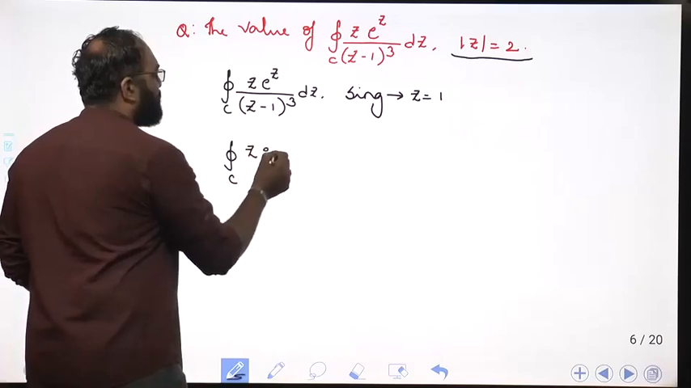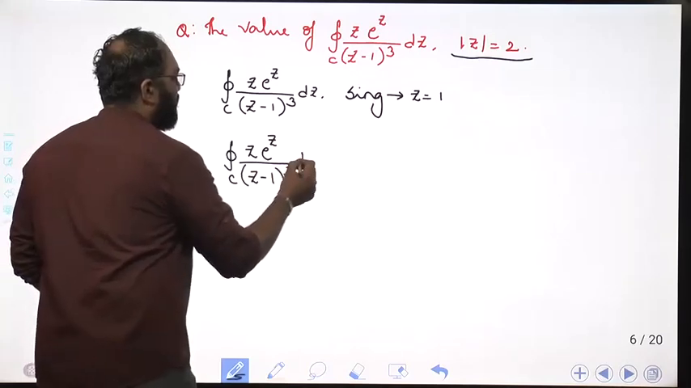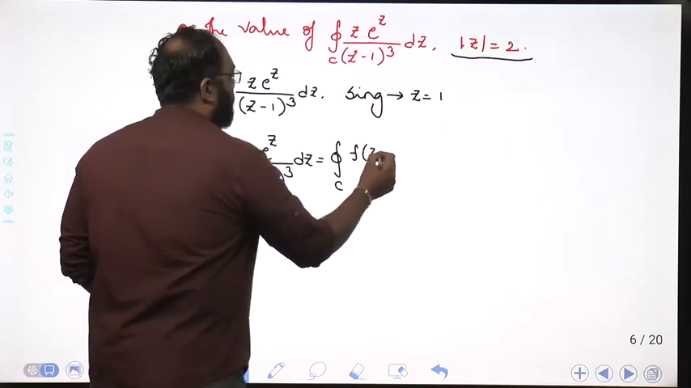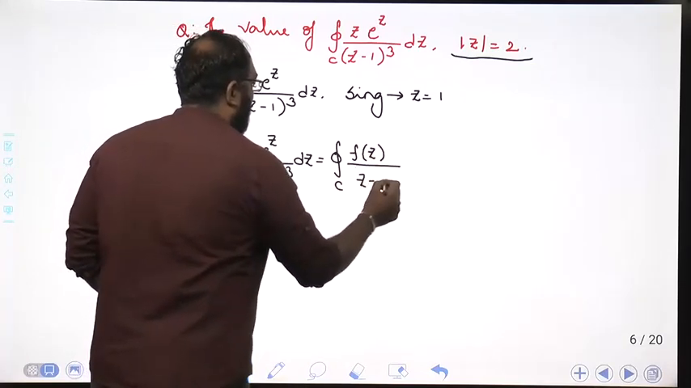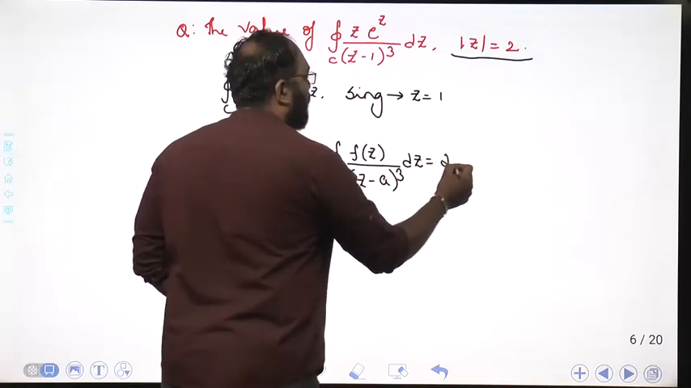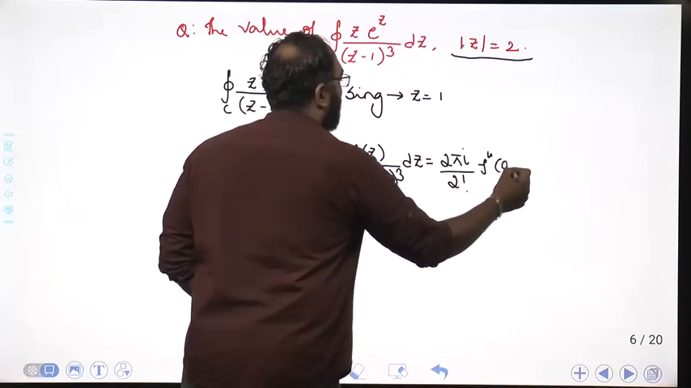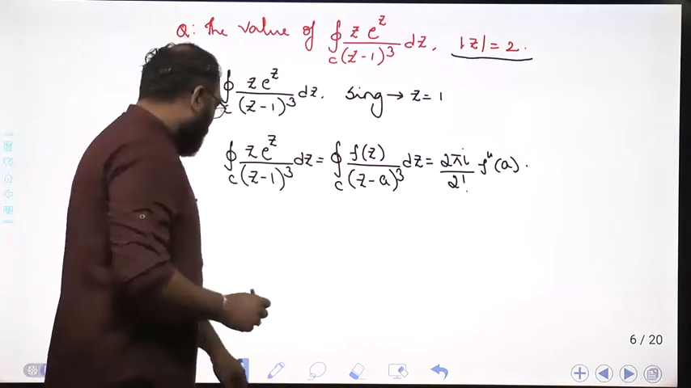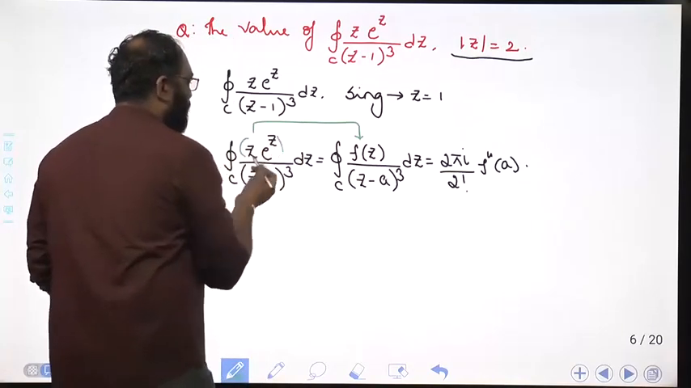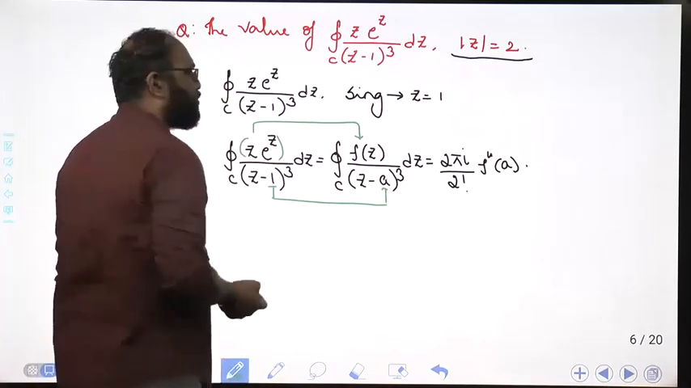Now as it is lying inside that circle, it is of the form integral over c of f of z by (z minus a) whole cube dz, and that is given by 2 pi i by 2 factorial into f double dash of a. Yes, clear? Now compare these two. What is the value of f of z that we are having? The value of f of z is z e power z, and the value of a is 1.